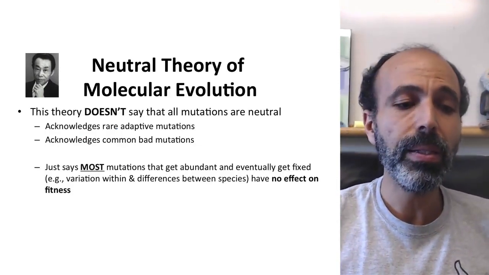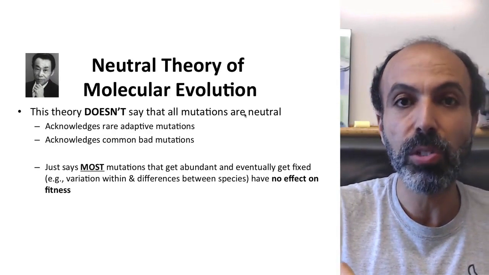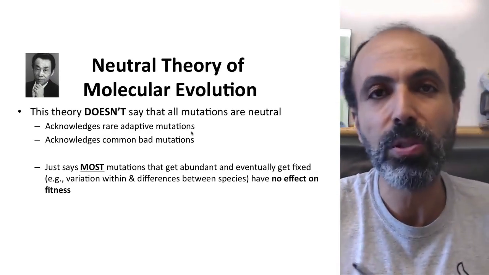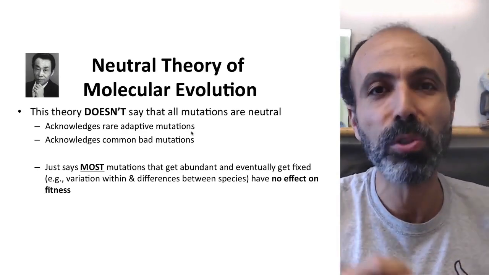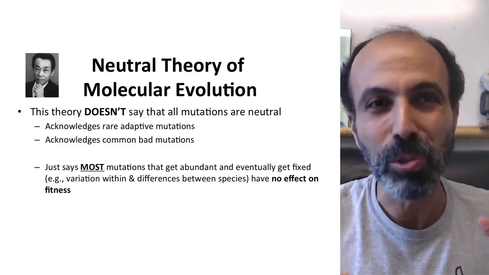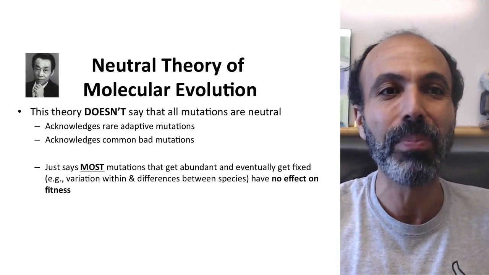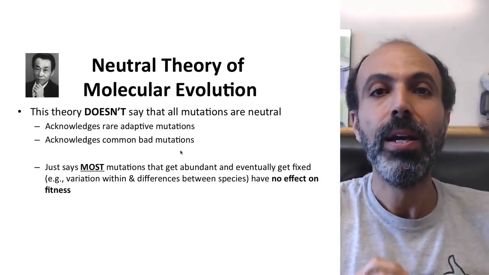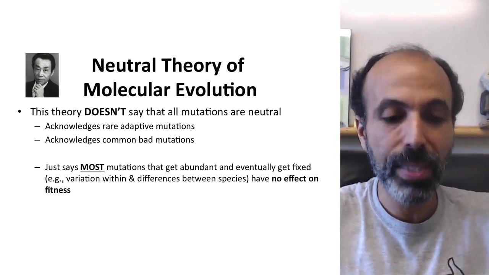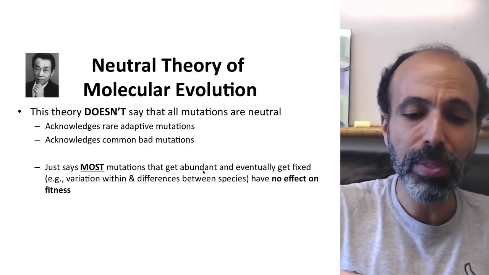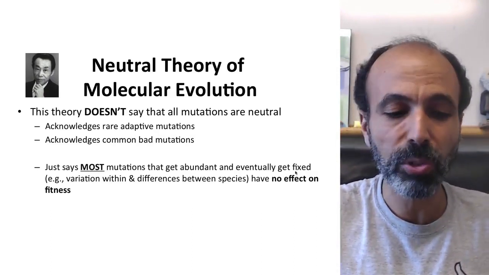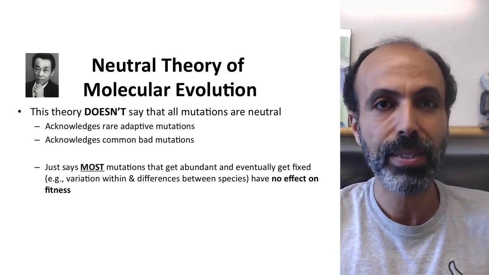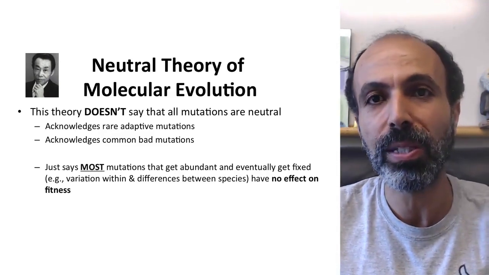Now what the theory doesn't do is say that all mutations are neutral. It very much acknowledges that there certainly are adaptive mutations. No neutralist would ever argue that a camel's hump is neutral or anything like that, and obviously there's a genetic basis for it. It also, as I mentioned, acknowledges common bad mutations. But again, that variation that you see, that variation that becomes abundant or eventually fixed, tends to have little or no effect on fitness. So that's the variation that you see within or between species.